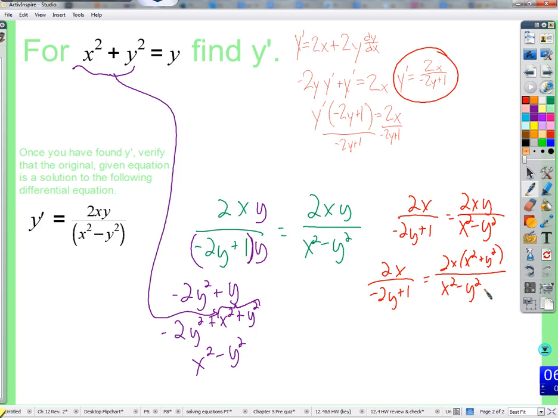Callie? I just had a question. With the working on the 2xy, as long as you put the y on both the top and the bottom, then it's not just like padding random stuff. No, because what's y divided by y? One. And so we're multiplying by one. So it doesn't change anything. Okay.